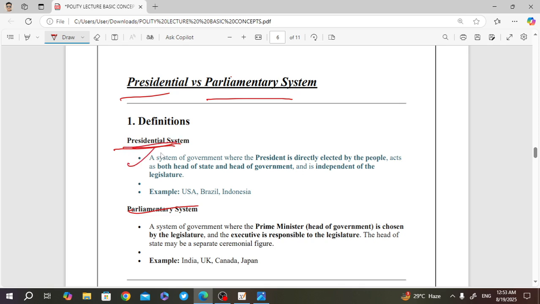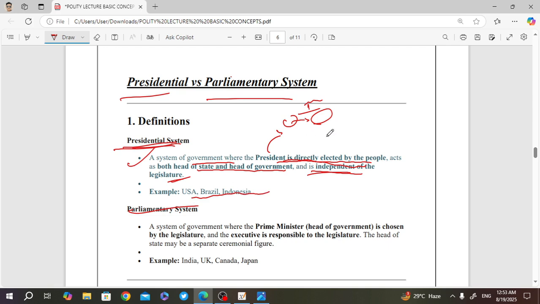In the presidential system of government, the president is directly elected by the people. In the example I already gave, there is a school, they get their leader directly, there is no student council. So here the president, directly elected by the people, acts as both the head of the state and head of the government, and is independent of the legislature. Would you get my point or not? He is not responsible for executive action to the legislature. Examples are USA, Brazil, and Indonesia.